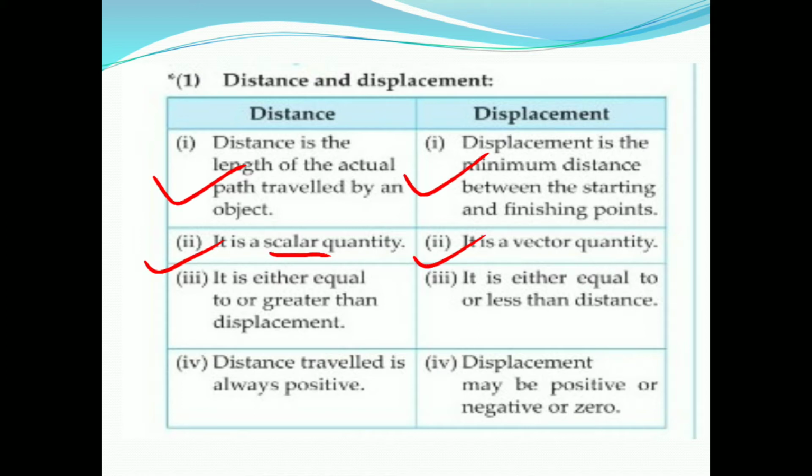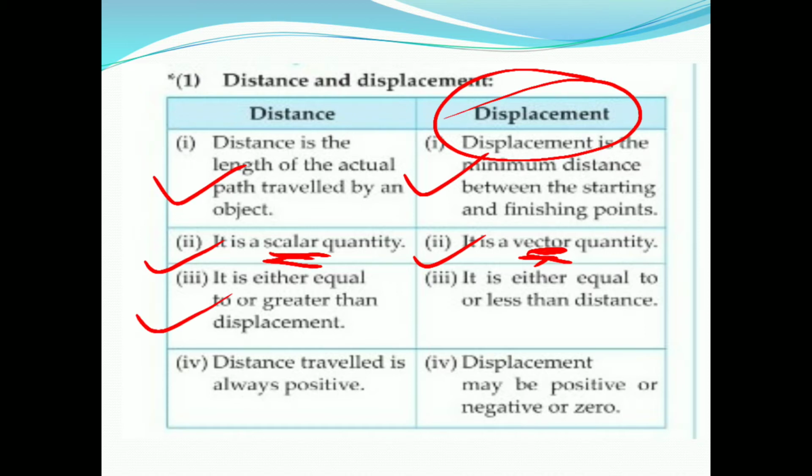Now what do you mean by a scalar quantity? For the explanation of a quantity, if only magnitude is sufficient, this one is the scalar quantity. If direction and magnitude both are required, it is called the vector quantity. So for the explanation of distance, magnitude is sufficient. That is why distance is a scalar quantity, while whenever magnitude and direction both are required for the explanation of displacement, it is called a vector quantity.